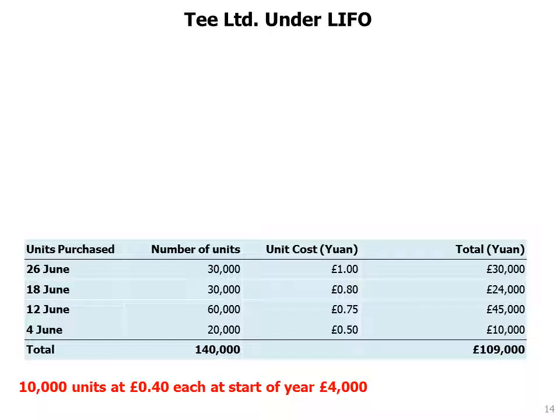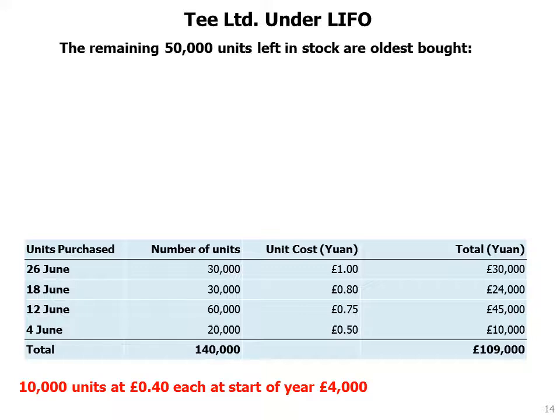And we will repeat this under LIFO. So last in, first out, the last ones are the most recently bought stock. Right? So we're going to use the cost of most recently bought stock as cost of sales, which means that what will be left in inventory under LIFO will be the oldest costs. So the remaining 50,000 units left in stock are the oldest ones.